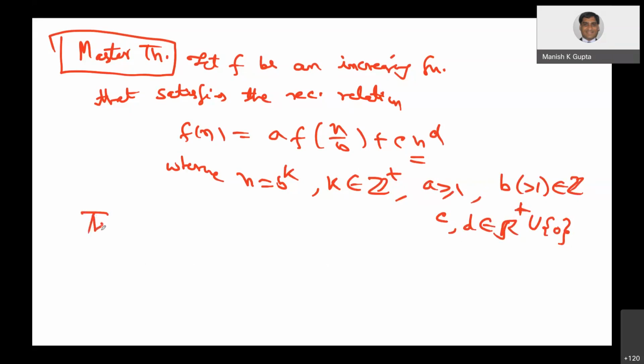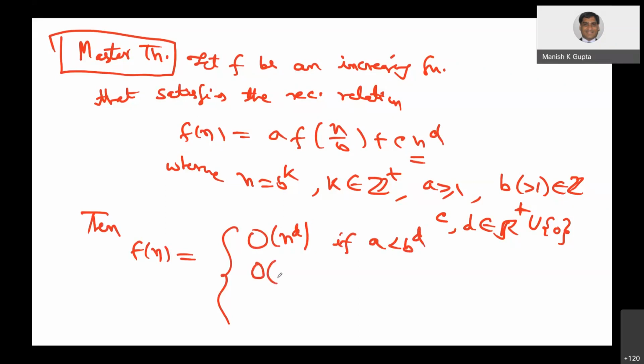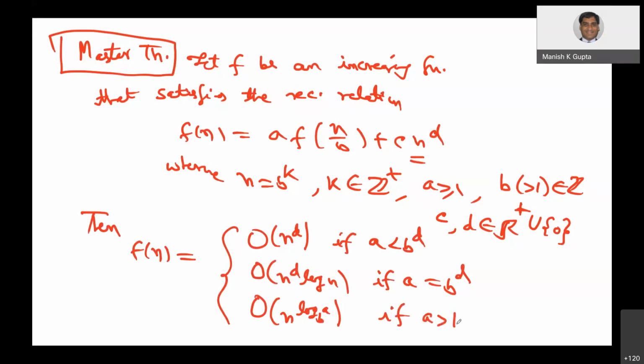Then f of n is equal to big O of n raised to power d if a is less than b raised to power d, big O of n raised to power d log n if a is equal to b raised to power d, and finally big O of n raised to power log b base a if a is bigger than b raised to power d. Right? So this is our master theorem, and I think you may remember this.